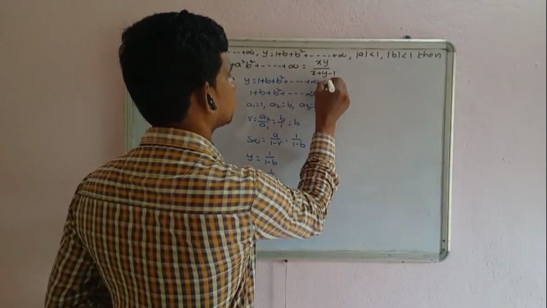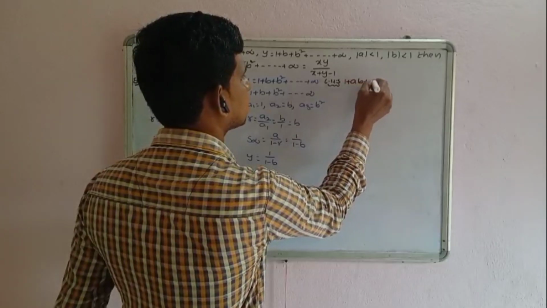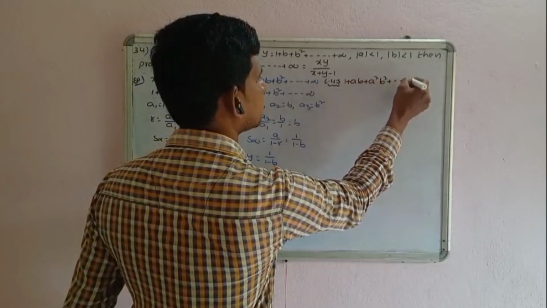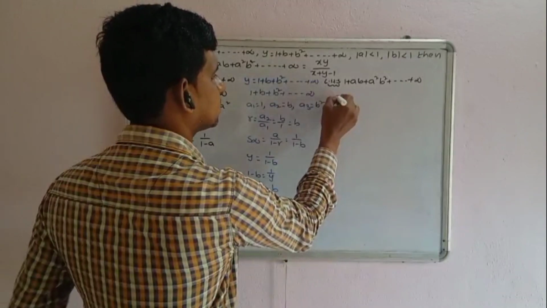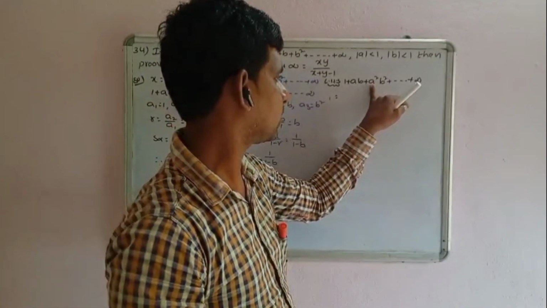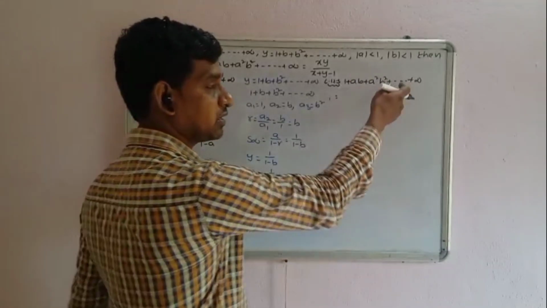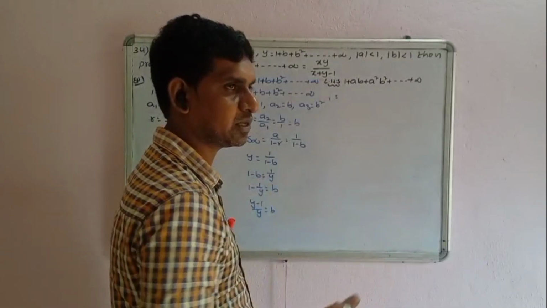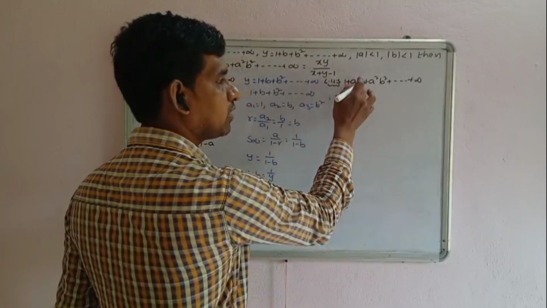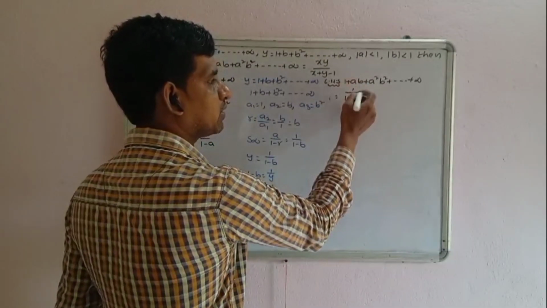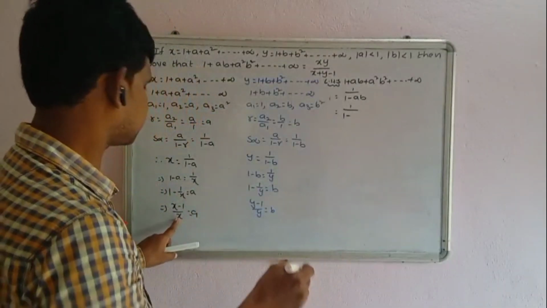Now the LHS. What is the LHS? 1 plus ab plus a square b square plus so on to infinity. Observe that this is also a GP. What is the first term? 1. The common ratio is ab. This is the sum of infinity terms. The formula is S infinity equals a by 1 minus r, where a is the first term. So 1 by 1 minus r, with common ratio ab by 1, that is ab. That equals 1 by 1 minus a times b, where a is x minus 1 by x.